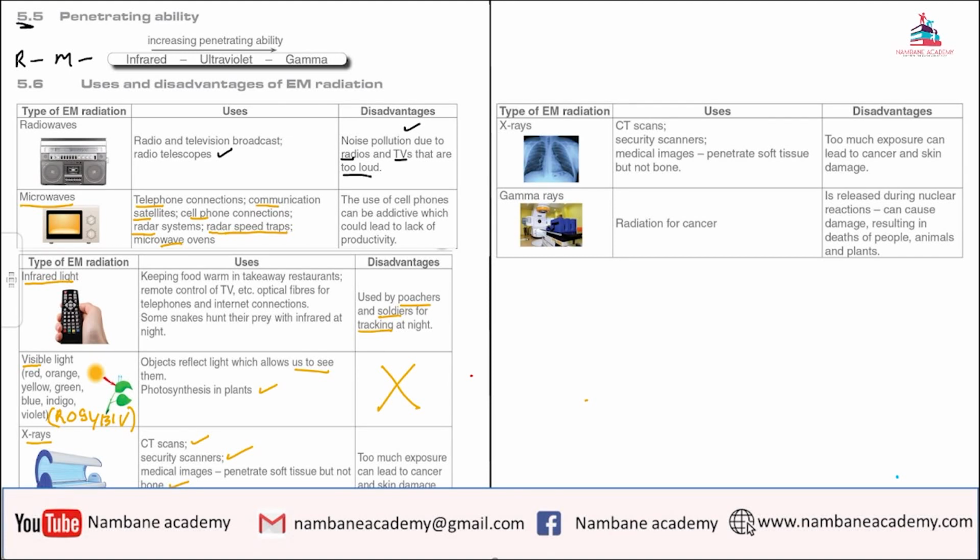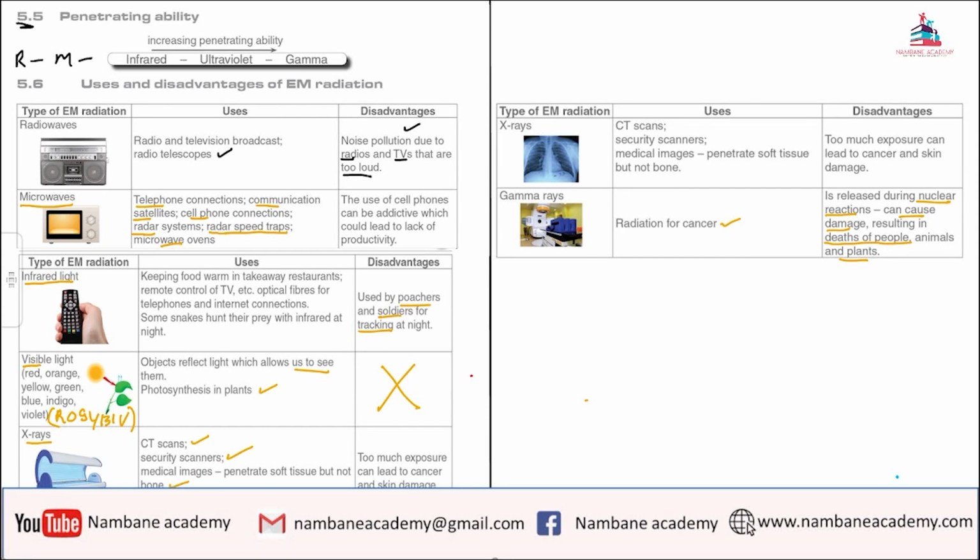But we still have gamma rays, which will now be important for radiation of cancer. It says it is released during nuclear reaction and can cause damage resulting in death of people, animals and plants.